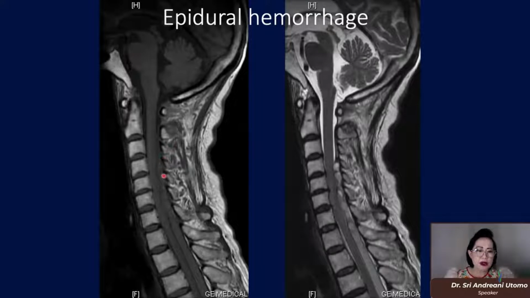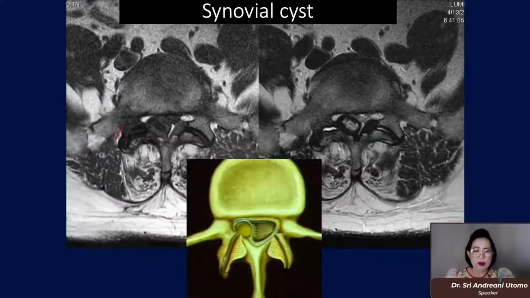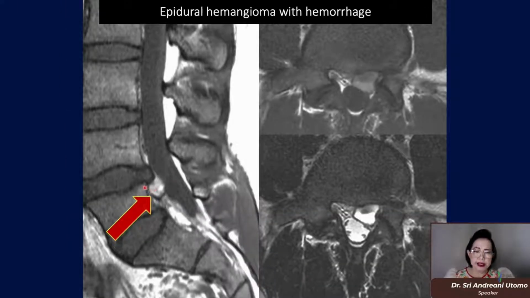And this one is also in the posterior epidural space, but this is an epidural hemorrhage. And this one, in T1 shows a hypointense signal and hyperintense signal in T2 in the yellow ligament. So this is a synovial cyst. But this is different. This is not a synovial cyst. We can see there is a soft tissue hemangioma.